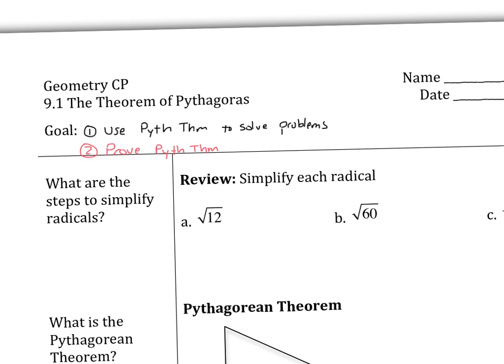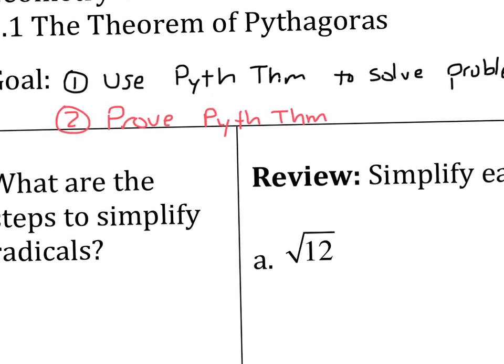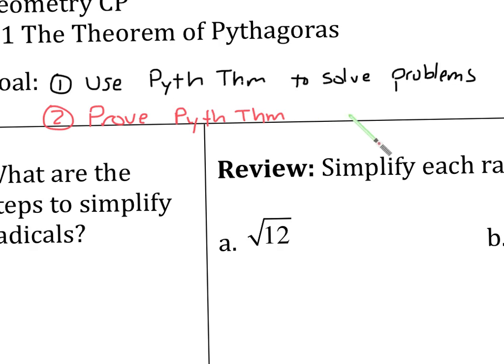So today, what we're going to do is that we have two goals. Number one, we're going to use Pythagorean theorem to solve problems, finding a missing side of a triangle, for example. And we're also going to prove Pythagorean theorem. Now, what's interesting about proving Pythagorean theorem is that there's probably 40 different proofs.